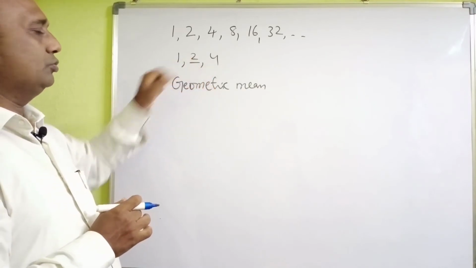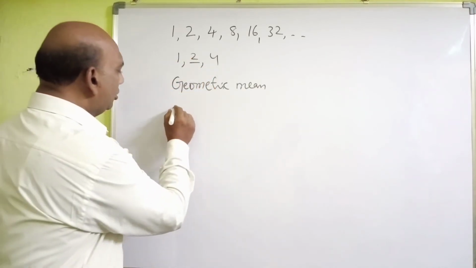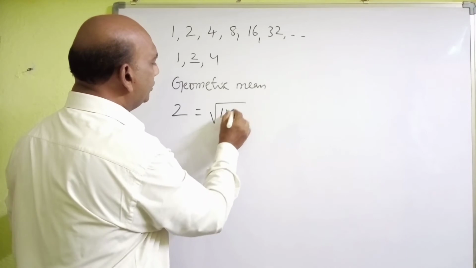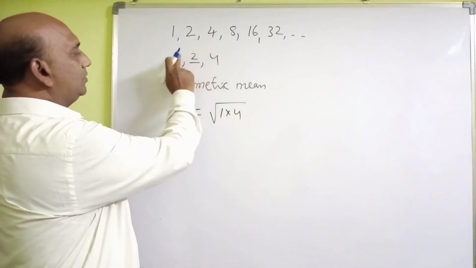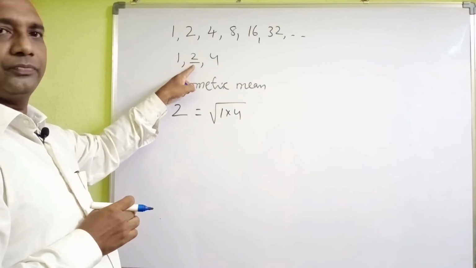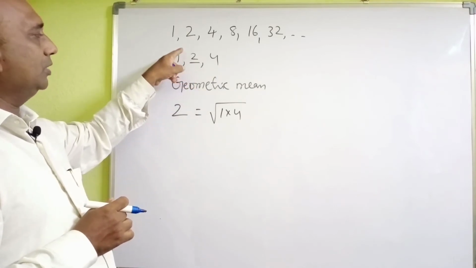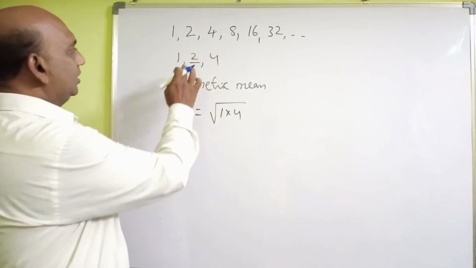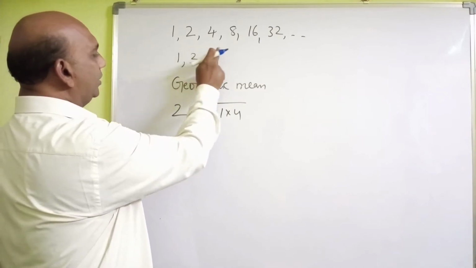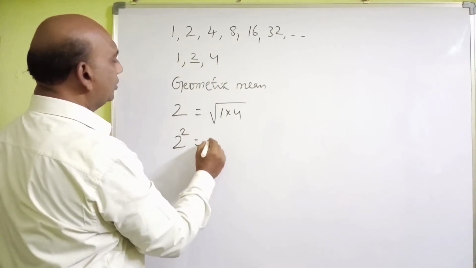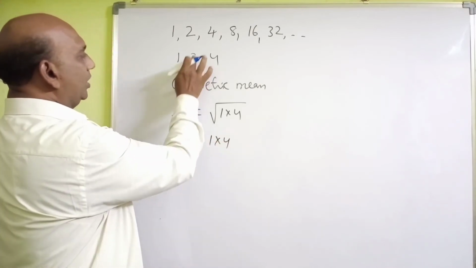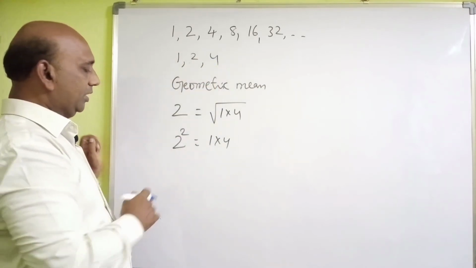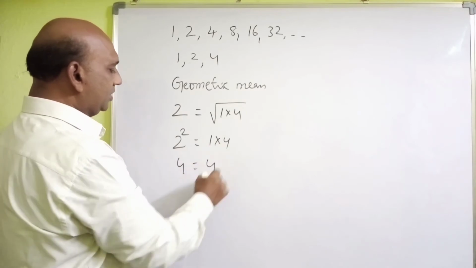1, 2 and 4, that is 2. So this geometric mean 2 is equal to the square root of 1 into 4, the square root of the product of the terms which are on either side of the number in the middle. That is, 2 is equal to square root of 1 into 4, or 2 square is equal to 1 into 4. 2 square is 4, that is equal to 1 into 4, which is 4.